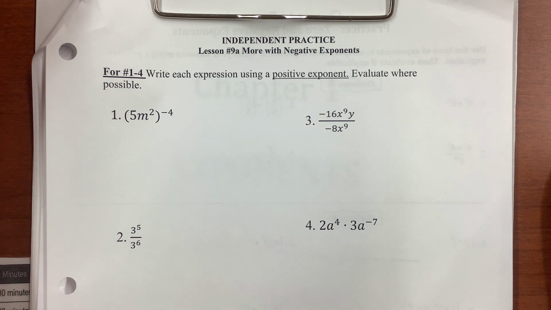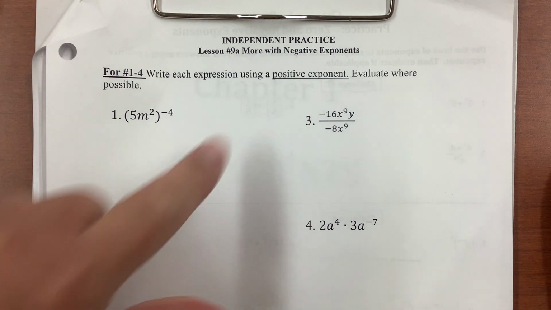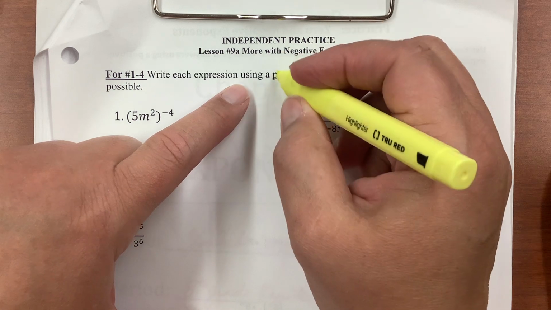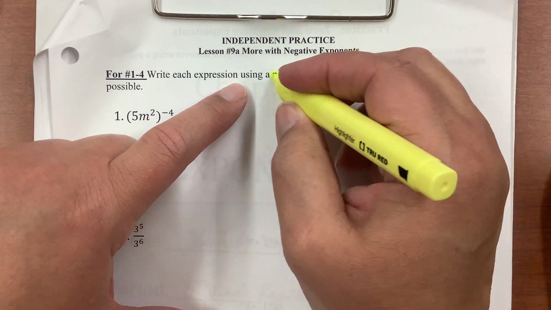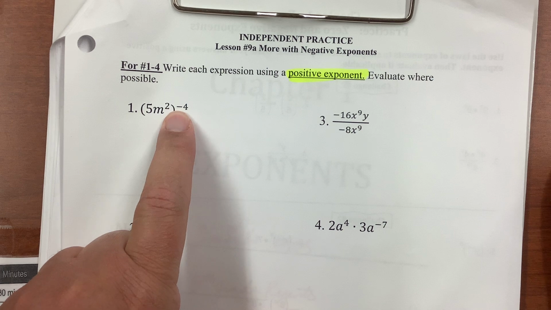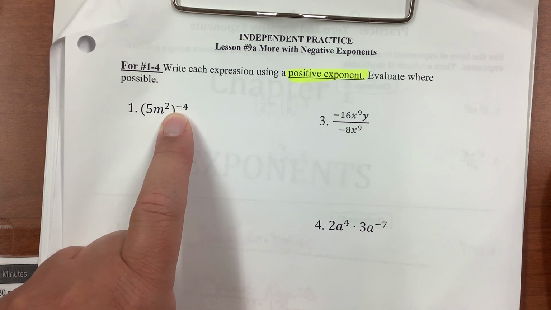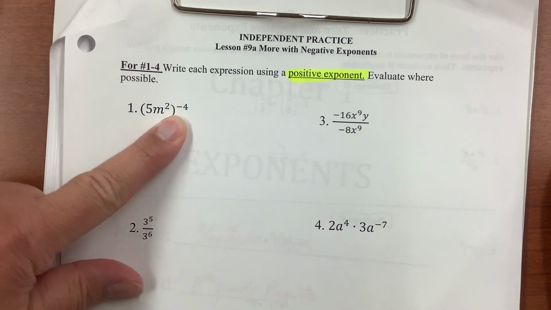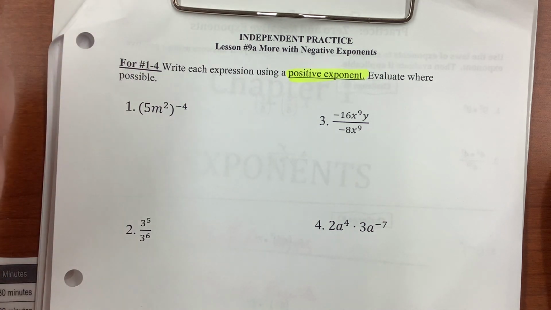So the first direction says write each expression using a positive exponent. Evaluate where possible. So I'm just going to quickly go over negative exponents in case your memory is faulty. Negative exponents mean you flip the fraction. If you look at it, its negative sign could almost be like the bar in a fraction, and you're just going to flip because of that.